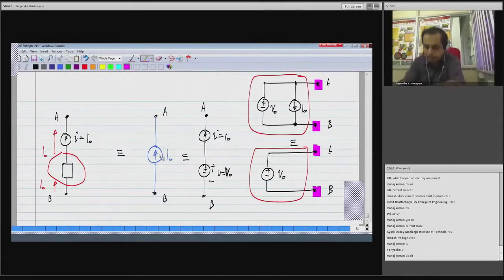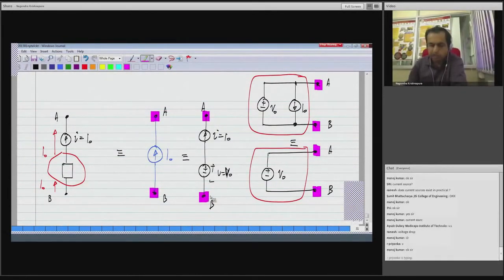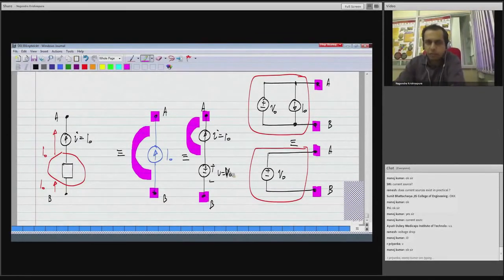Similarly, if you have a current source and a voltage source, as you see from these two terminals, everything is exactly the same. What will be different is the voltage drop across the current source here and the voltage drop across the current source there. I hope this is clear.